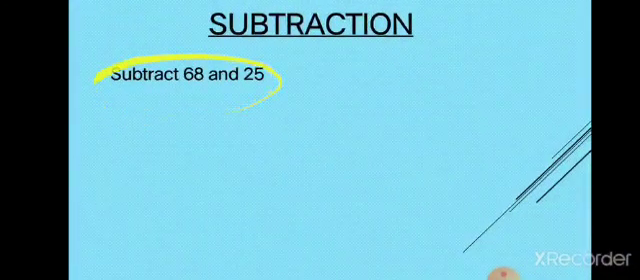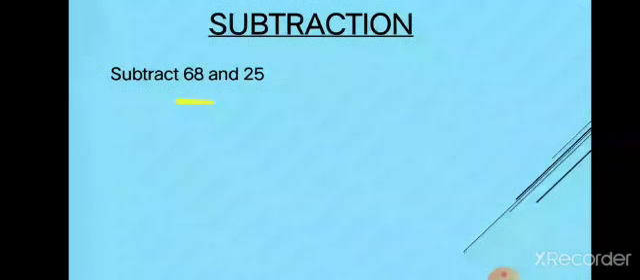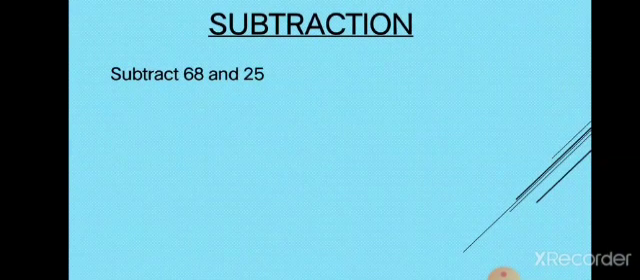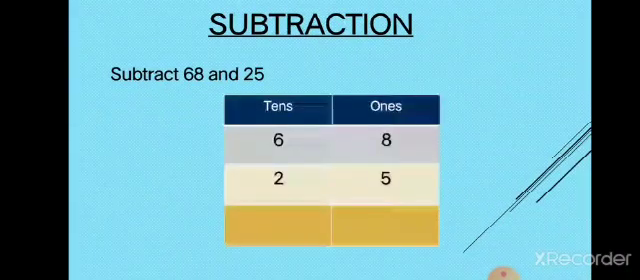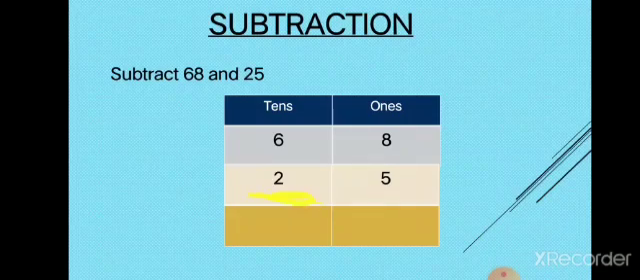As you can see on your screen, there are two numbers. You have to subtract 25 from 68. First of all, you write the greater number at the upper position. Write the numbers in the correct place value. You write 8 at the place of ones and 6 at the place of tens. Similarly, 5 is at the place of ones and 2 is at the place of tens.